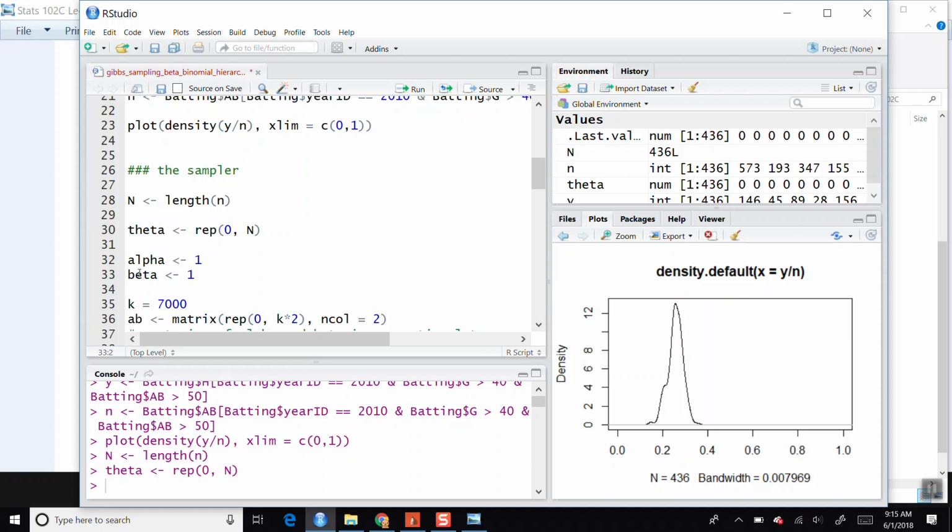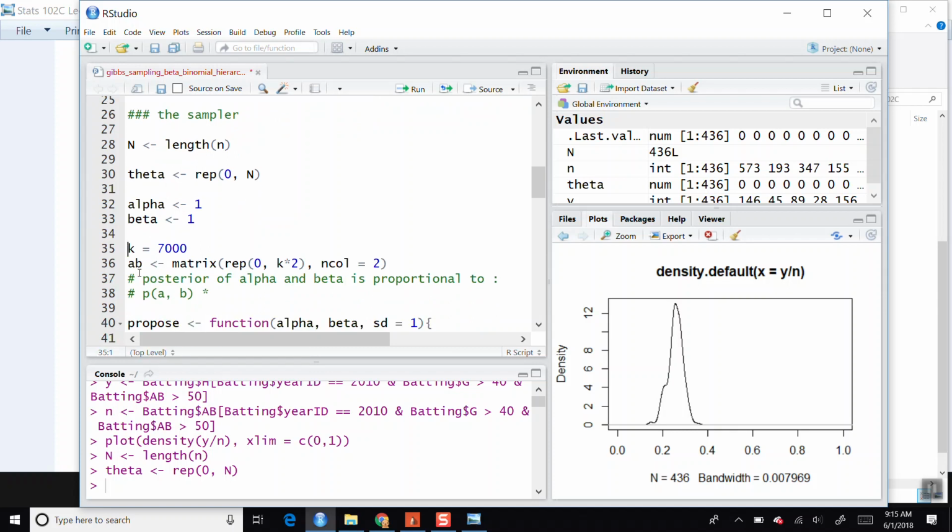Keep in mind, when we did our homework, the alpha we used was 81, and the beta we used was 219. So these initial values of 1 and 1 for alpha and beta are terrible numbers, okay? They're terrible numbers, but our Gibbs sampler should theoretically get us to the appropriate region, okay? All right, K is going to be the number of iterations.